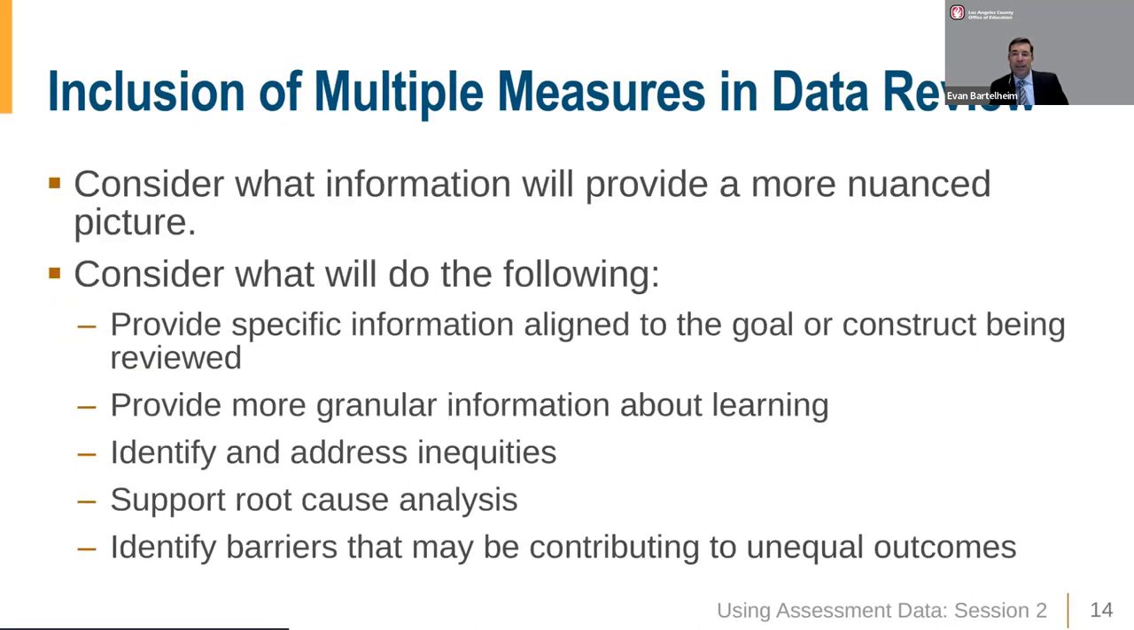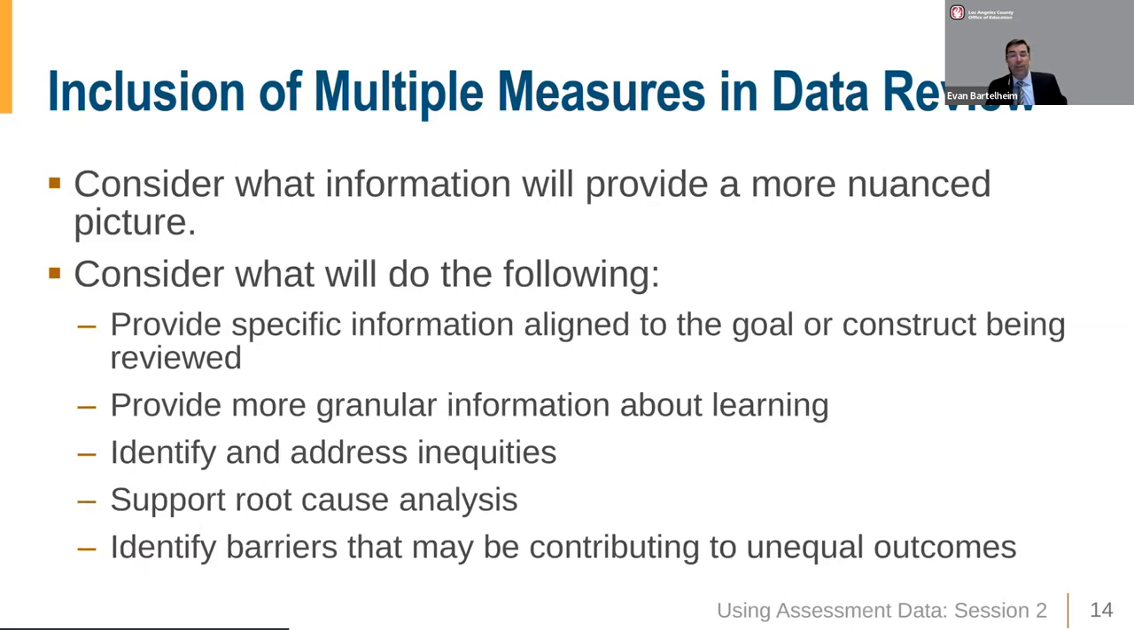So when you're determining the specific measures to include in your research, you're going to want to consider the nature of your task first. You want to consider, is this a high stakes versus low stakes type of task that we're considering? Is this for a policy that we're developing? Is this for an evaluation of a program? Then you'll want to consider what information will provide you with a more nuanced picture and the types of measures that you'll need. So what you may want to find is what types of measure will provide specific information that is aligned to the goal or the construct being reviewed.